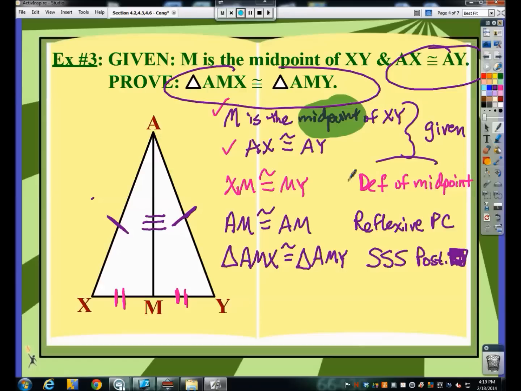Okay, so we had to use some definition in here. We had to use a property that we haven't used so much in the parallel line chapter, but we definitely will be using more so here. So if you notice 2 triangles have something that they share literally, like side AM here, you're going to be using the reflexive property.